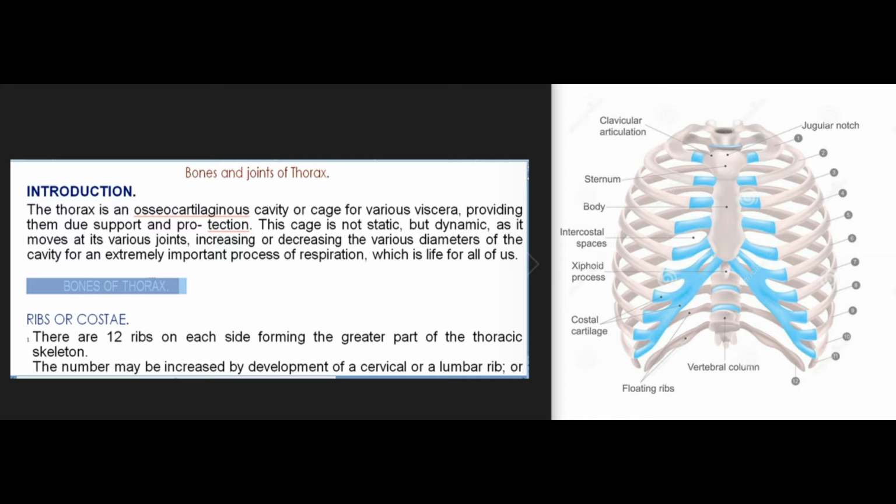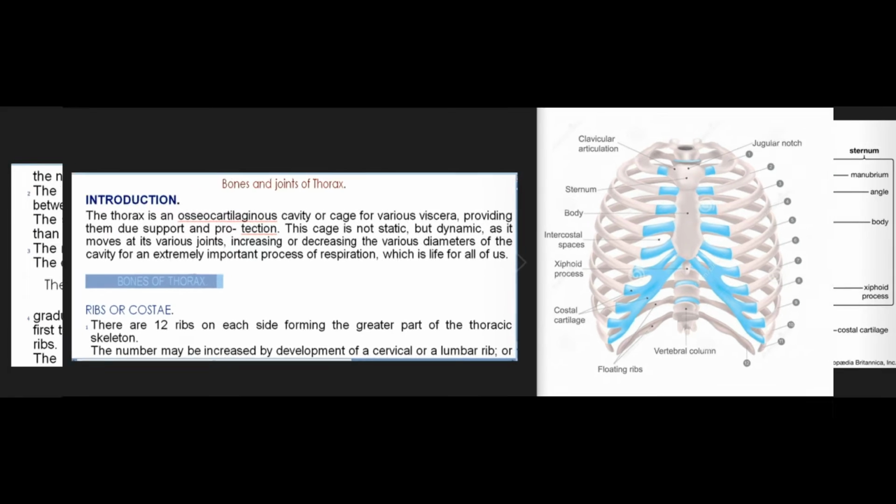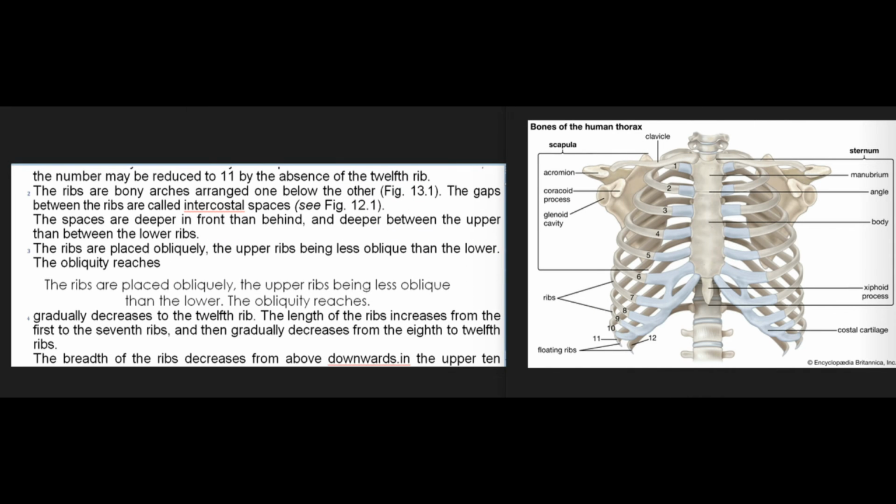Bones of thorax. Ribs or costae. 1. There are 12 ribs on each side forming the greater part of the thoracic skeleton. The number may be increased by development of a cervical or a lumbar rib, or the number may be reduced to 11 by the absence of the 12th rib.